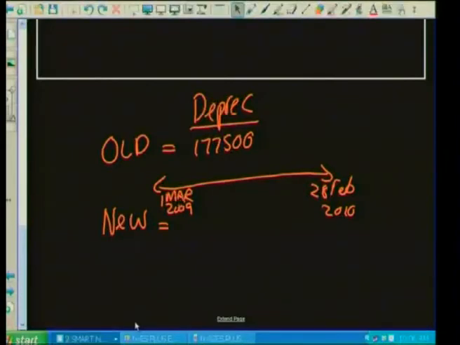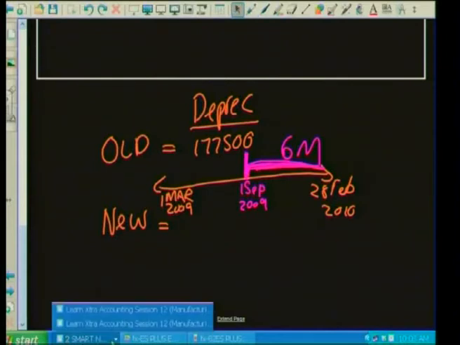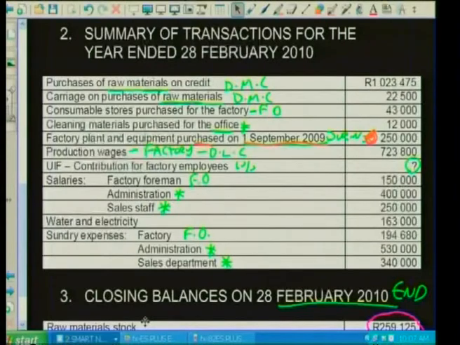Okay, so this was purchased. Let's just change the color of the pen there, somewhere here. 1st September 2009, which means because it was purchased on the 1st of September, we've only used this equipment for this time frame. And if we count, guys, 1st of September to the end of Feb is a time frame of 6 months. So we only can depreciate this new equipment for 6 months. So let's take our cost. Our cost was an amount of, guys, I have to go back to the question. Our cost, 250,000.